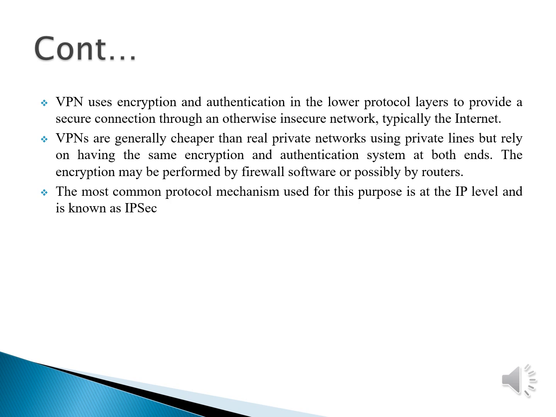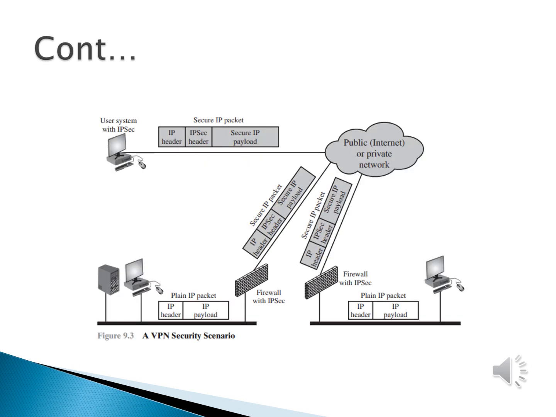VPNs are generally cheaper than real private networks using private lines, but rely on having the same encryption and authentication system at both ends. The encryption may be performed by firewall software or possibly by routers. The most common protocol mechanism used for this purpose is at the IP level and it is known as IPsec. The diagram shows a virtual private network security scenario.